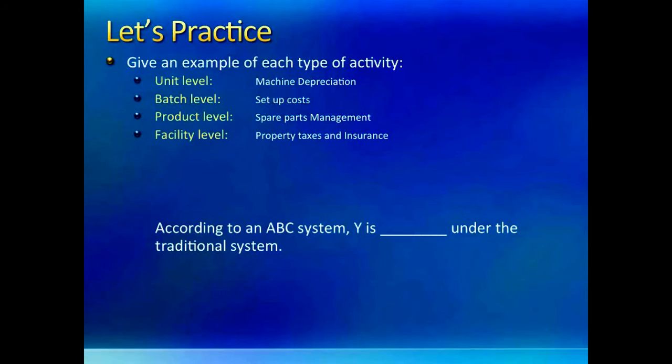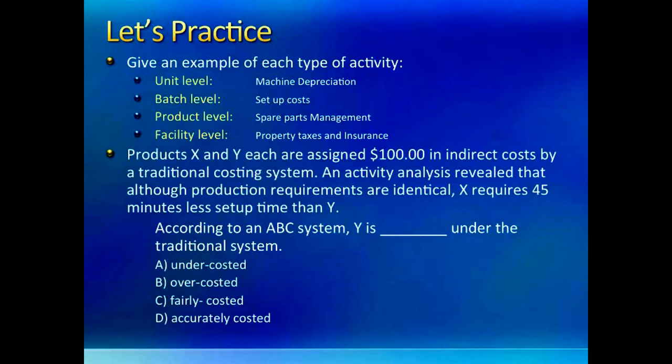Next question is a simple logic question. It says that traditional costing system assigns equal cost to X and Y, even though X needs less activity than Y. So it looks like currently Y is undercosted and X is overcosted. Does that make sense? When activity-based costing fixes the problem, it will find that Y is being charged less, even though it takes more time to make. So our correct answer should be A.